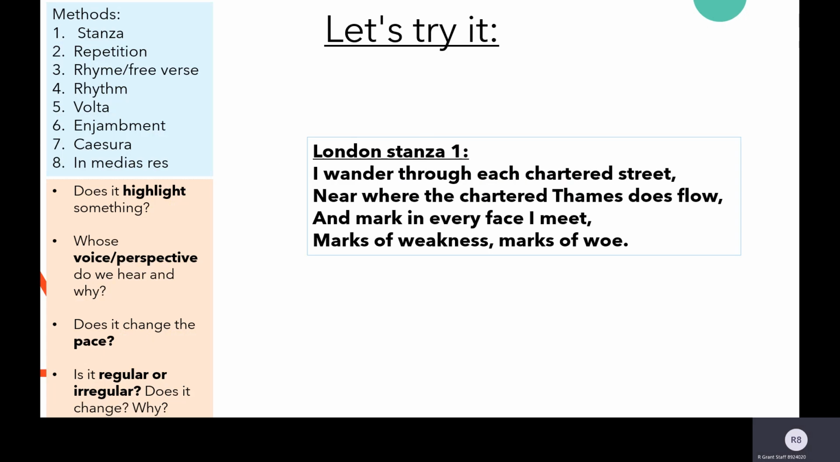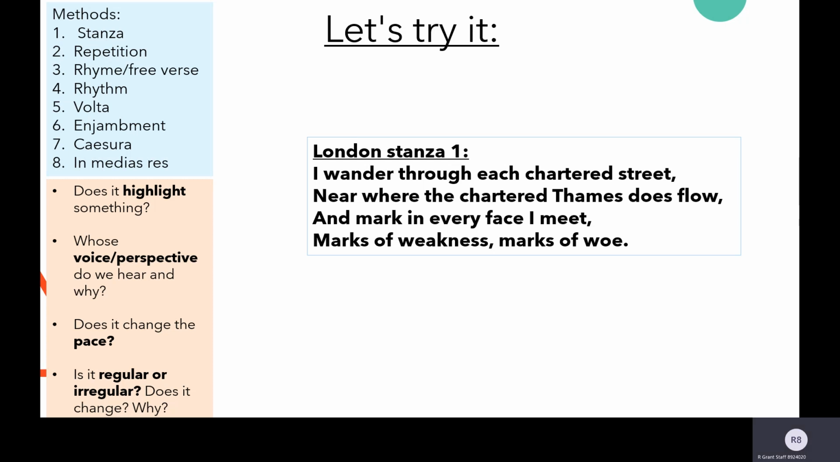So using those 4 questions and the 8 methods, which I've put to the left of this slide, let's have a go at analysing the first stanza of London. Now, it probably would help if you've done this poem before, but if not, bear with us. You should still be able to have a go at it. What I'd like you to do now is pause the video, read through the stanza yourself, and pick out any structural methods that you spot.